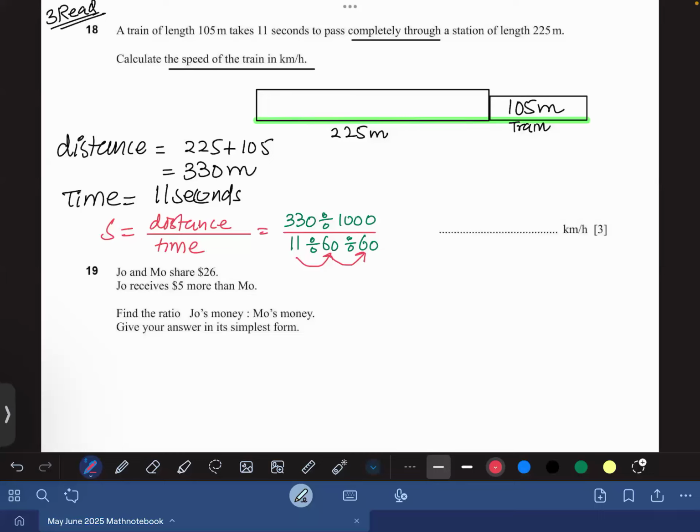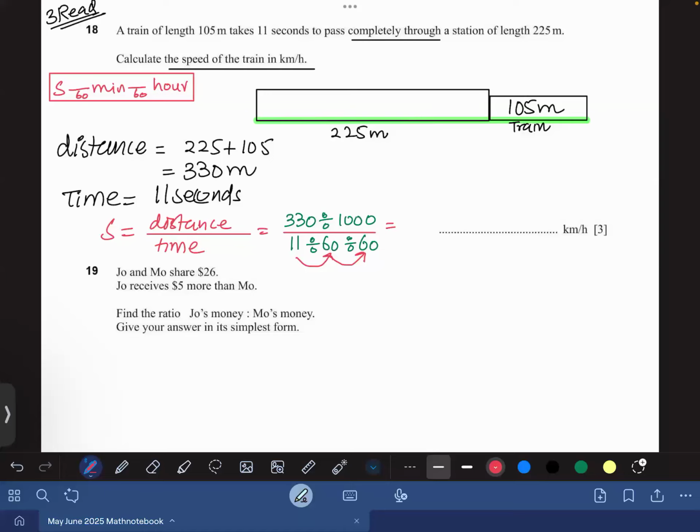Any problem? Why did I divide by 60 twice there? Because I am going from seconds to minutes and minutes to hours. That's the reason 60 is there.